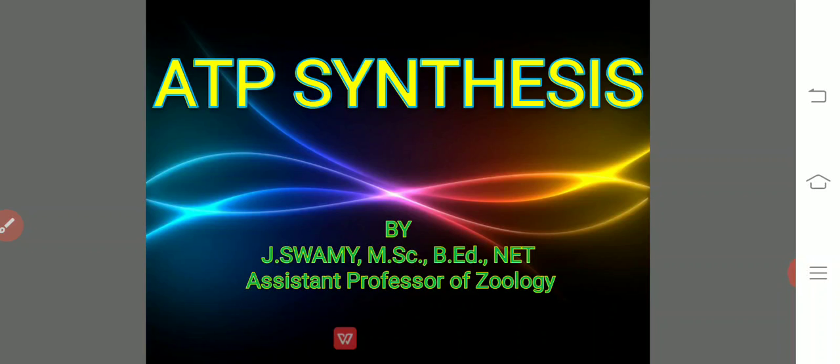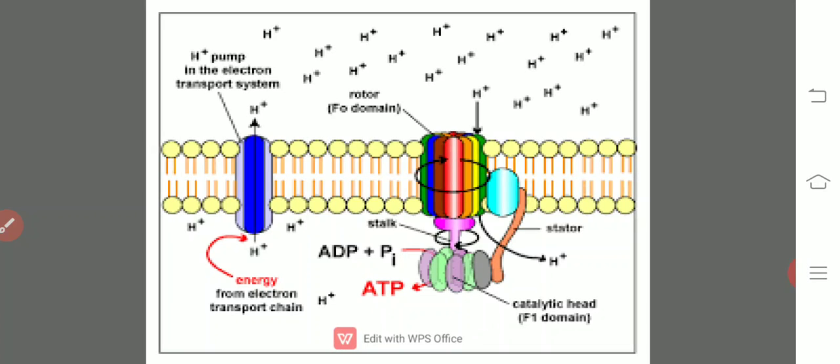Today we are going to discuss ATP synthesis. It is also known as oxidative phosphorylation. ATP synthesis takes place in the presence of an enzyme complex which is known as ATP synthase. This enzyme mediates the catalytic conversion of adenosine diphosphate into adenosine triphosphate by adding an inorganic phosphate.